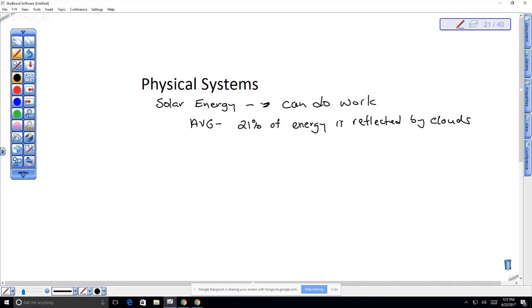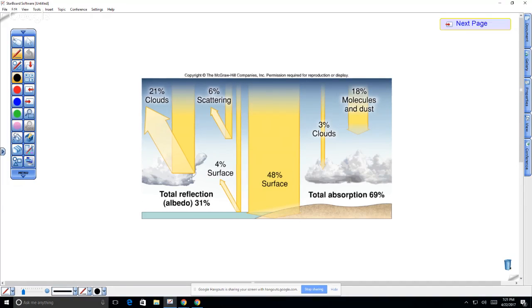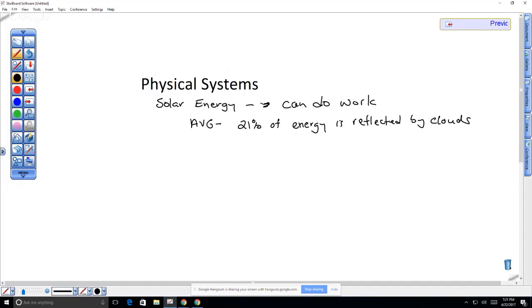So when we look at this, we see that the solar energy coming in, some of it is scattered by clouds, some of it is absorbed by dust, but only about 48% of it actually reaches the surface and is used. So when we look at the way that solar energy can be used, we can talk about the hydrological cycle.